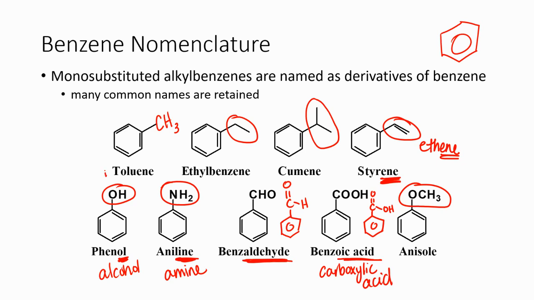So of all these, toluene is probably one of the more common ones. So phenol, styrene's pretty common. And even aniline comes up a lot. If you know your aldehyde and carboxylic acid functional groups, you should be able to remember benzaldehyde and benzoic acid using those.